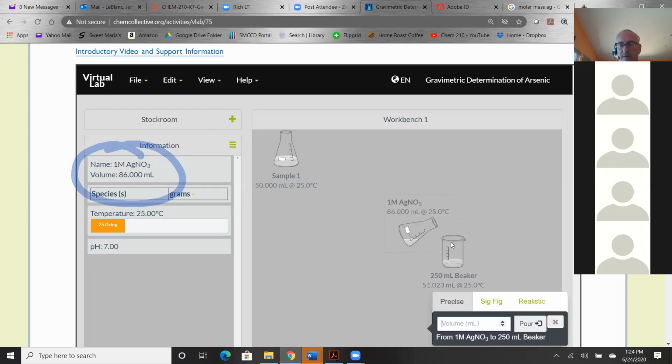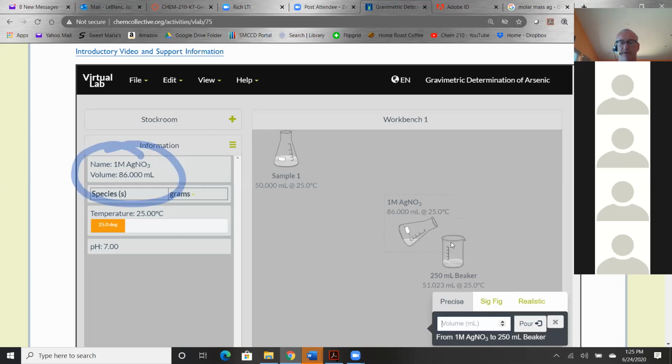Come on. There we go. And just keep adding more volume until that mass of the precipitate no longer increases. And then we know we've precipitated all of the arsenate in that solution. It's all gone. Okay, can you show me how I can add silver?